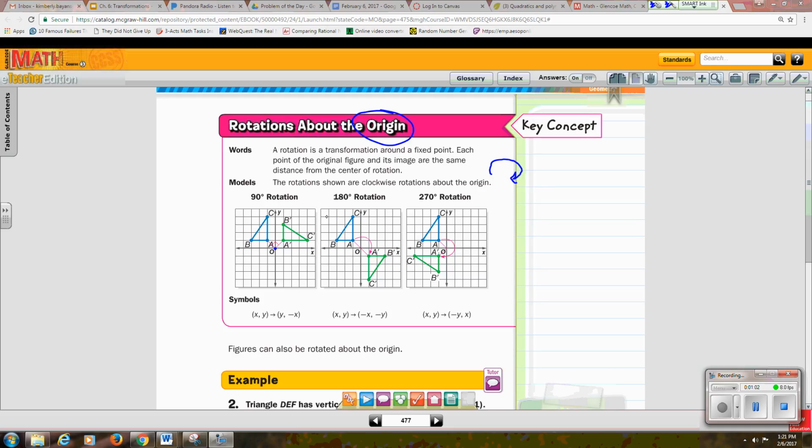Okay, so I want to talk about the words. A rotation is a transformation around a fixed point. In this case, that fixed point is the origin. Each point of the original figure and its image are the same distance from the center of rotation. So, like for example, C has to always be over 1 and up 5 or something along those lines. Well, this time it's 1 and 5. It's still the same distance away. It's 1 square this way, 5 squares this way. Same thing here, 1 square, 5 squares. They have to be the same distance from the origin every time they're rotated.